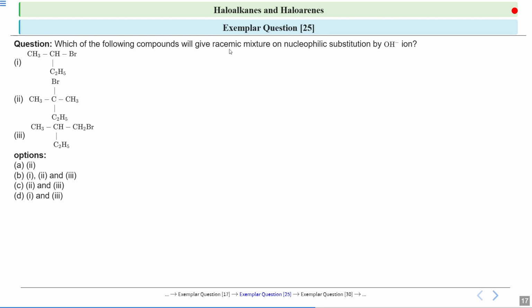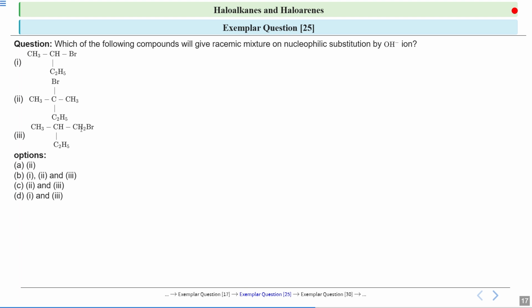Let's see our next question, the exemplar question number 25. This question is asking which of the following compounds will give a racemic mixture on nucleophilic substitution by hydroxyl ion. So we are given three different compounds. You have to tell which compound will give a racemic mixture when you do its nucleophilic substitution with hydroxyl ion. The first molecule is CH3CH C2H5Br. Second molecule CH3C Br C2H5 CH3. Third molecule CH3CH C2H5 CH2Br.